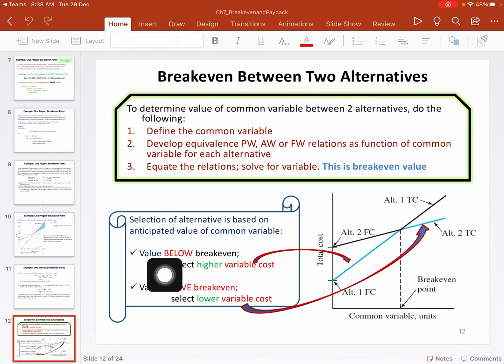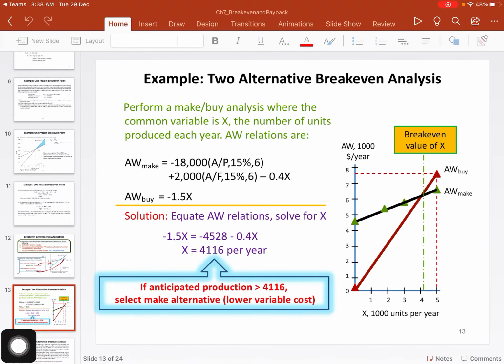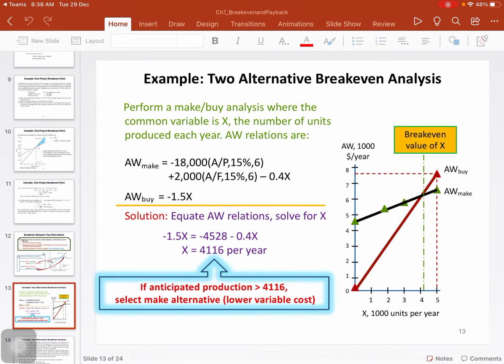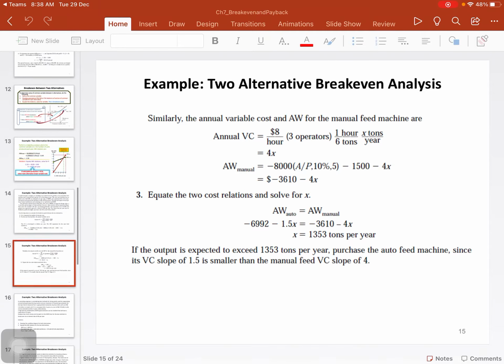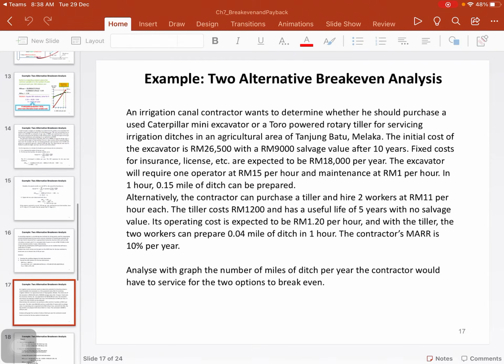For values below break-even, select for higher variable costs. For values above break-even, select for lower variable costs. This is the tip for you to choose when you have two alternatives. Here are the example and the solution for you to look at later. More examples here. We have lots of examples for you to test your understanding.